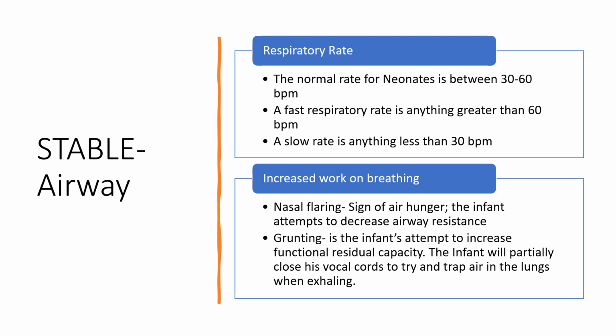Increased work of breathing. Nasal flaring. Signs of air hunger. The infant tries to open their nose and increase the amount of airflow in. Grunting is their attempt to increase their functional residual capacity, basically fighting PEEP to expand their lungs and to keep more air in their lungs.